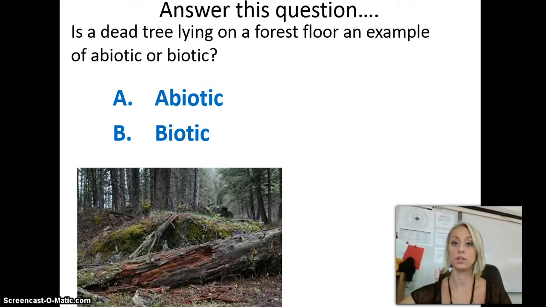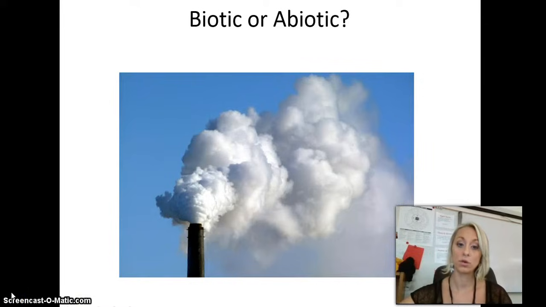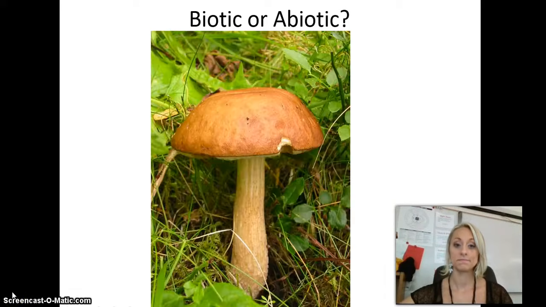So let's do a little check for understanding. A dead tree lying in the woods, would that be a biotic or an abiotic example? It's going to be biotic. Although it's dead, it was once alive, therefore it's biotic. Another example, smoke coming out of a factory, biotic or abiotic? Abiotic. How about a mushroom, biotic or abiotic? It's going to be biotic.